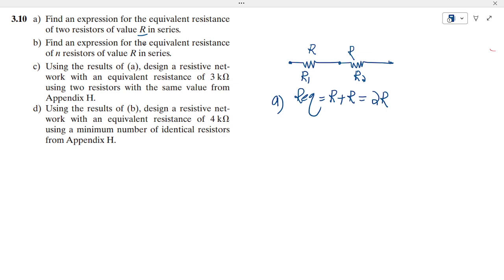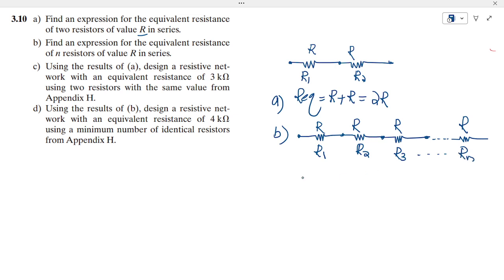In part B, find an expression for the equivalent resistance of n resistors of value R in series. So now we have n number of resistors, which, let me start them from here. This is R, the other one here is another R, another one here is another R, up to the resistor which is R here, and this is R1, R2, R3, up to Rn. Okay, so these are the resistors.